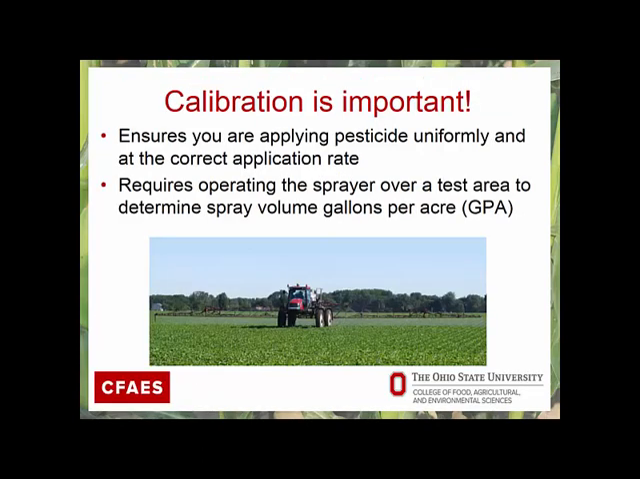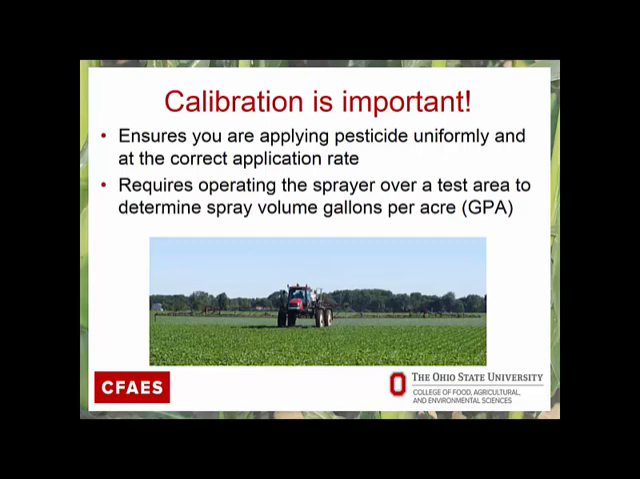Calibration is critical. Calibration is the procedure that ensures that your equipment delivers the desired amount of pesticide uniformly over the treatment area. In a calibration, the equipment is operated over a test area of known size, and how long it takes to cover that test area is determined. Next, the sprayer is operated for that same length of time, and the sprayer output is collected and measured. With this information from these two steps, the spray volume in gallons per acre can be calculated. You must adjust your equipment as needed and repeat these steps until the correct output is achieved.